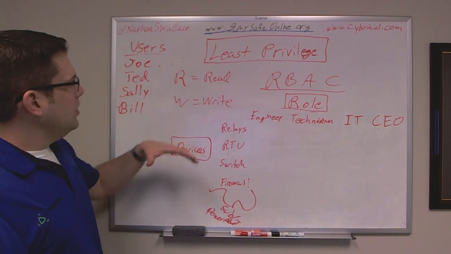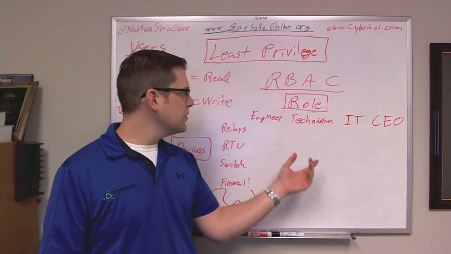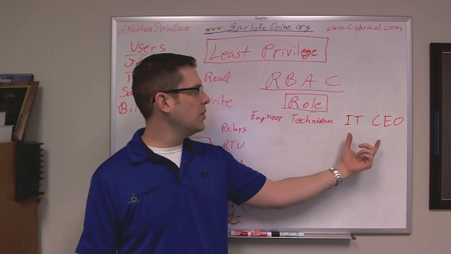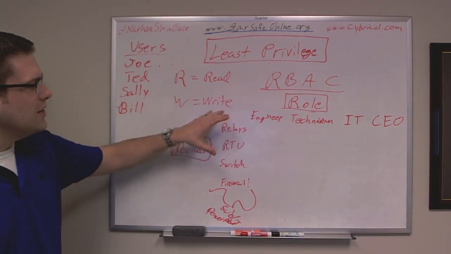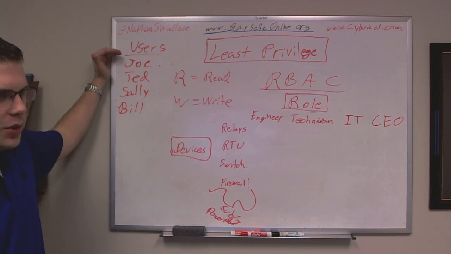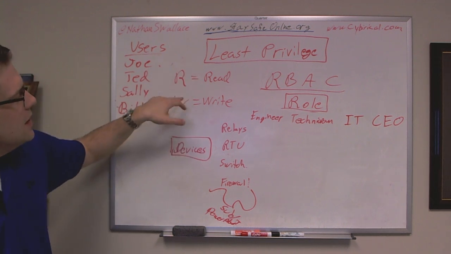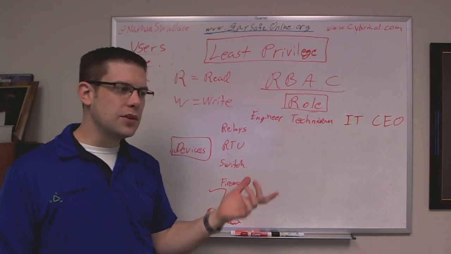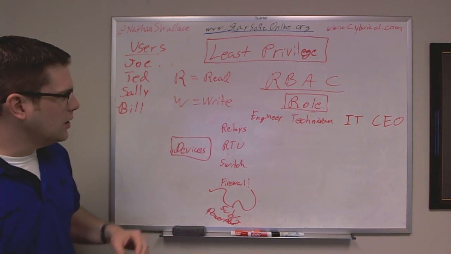So the way this works, with RBAC, role-based access control, we have basically roles. We have an engineer, technician role, IT role, and then of course our famous CEO role. And then we have devices over here, like I just mentioned. And then there's the user table, right? So our list of users, we have Joe, Ted, Sally, and Bill. And then this is the designation as far as what they are allowed to do: read access and then write access. So let's go through this.